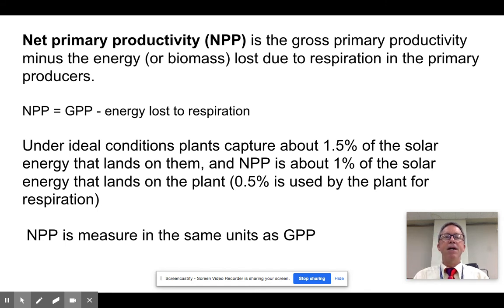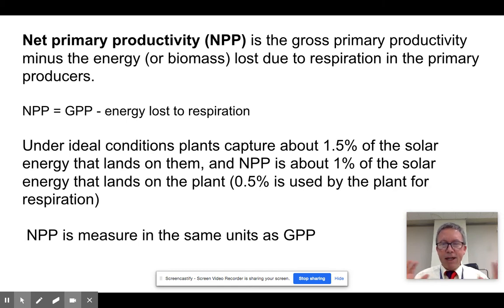So just think of it this way. Net productivity, NPP, is gross productivity, so the total amount of sugars produced, minus the amount of sugar that the plant consumes through respiration. So the plant makes this much, but then it consumes this much, and this is how much is left over. So net primary productivity, NPP, that's what's available for the rest of the system.